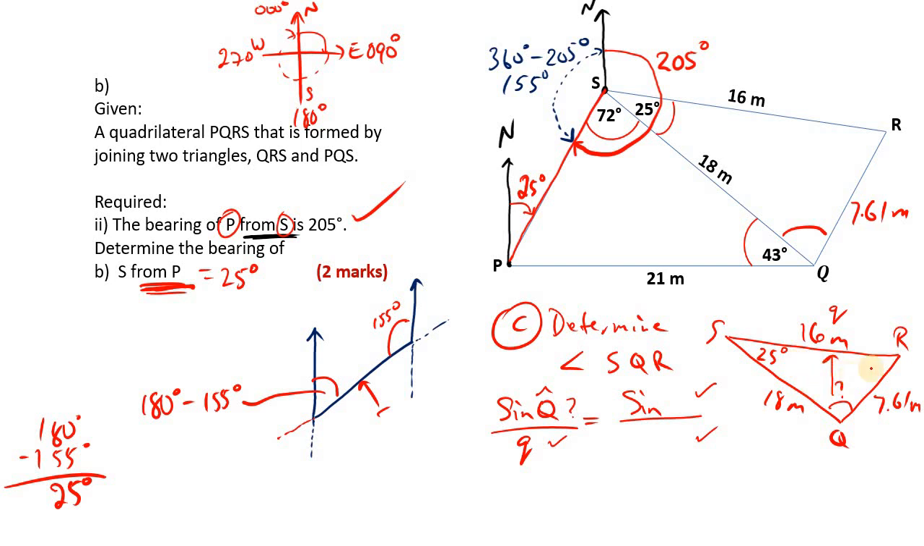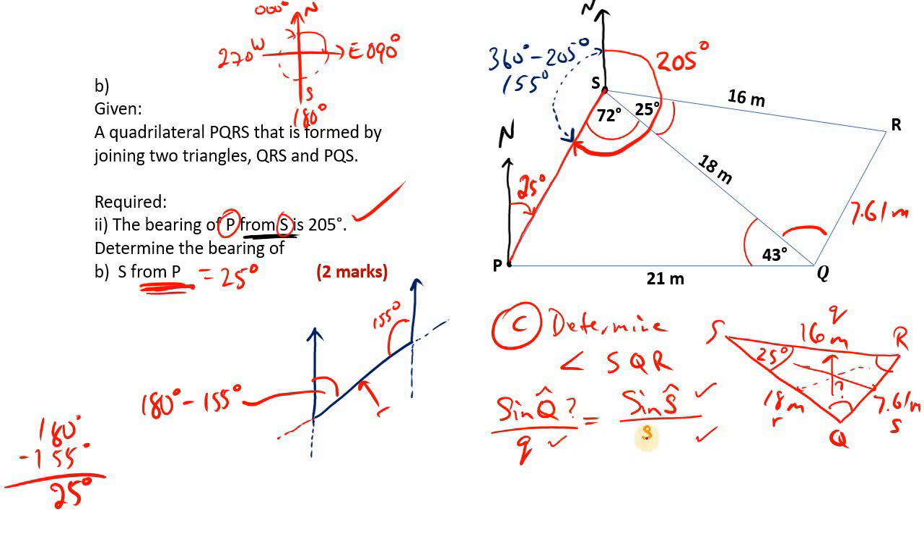We don't have angle R, so we can't use these two. We do have side R, the side that faces angle R. The side that faces angle Q, we call side Q. The side that faces angle S, we call side S. Now which one do we have a full pair for? S. We have angle S, and the side that faces it, side S. So we're going to put sine of angle S over side S.